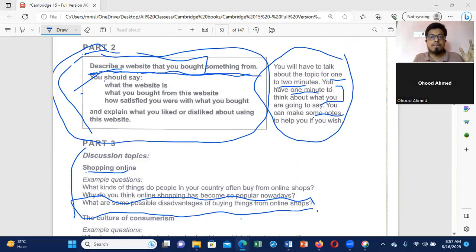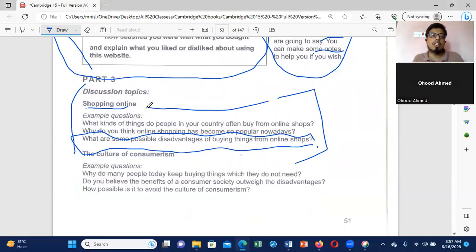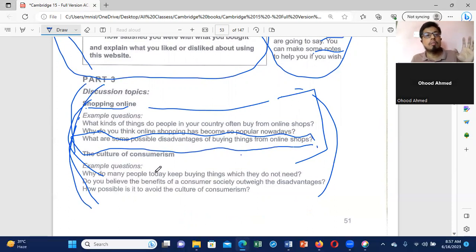For the last part, how many minutes do we need for part 3? For part 3, it will take 4 to 5 minutes. You will answer the questions in detail. But it is a discussion, a dialogue, like part 1. This is part 3, just like a dialogue. Tomorrow we will practice some questions in part 3. Initially we will practice some questions in part 3, and finally we'll take a complete mock test.